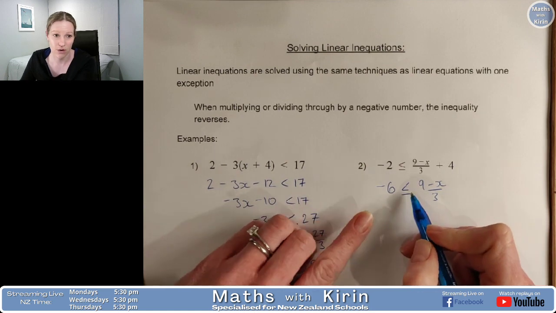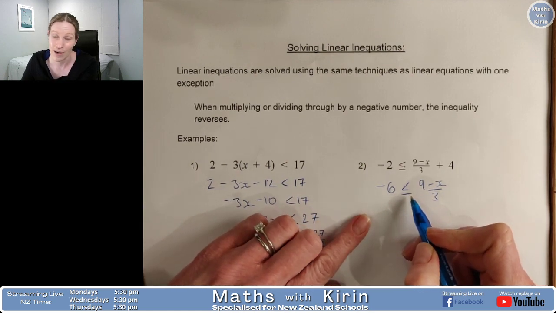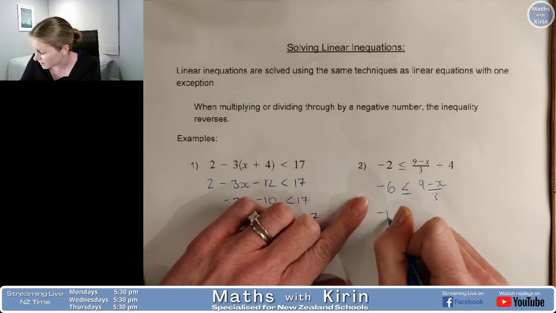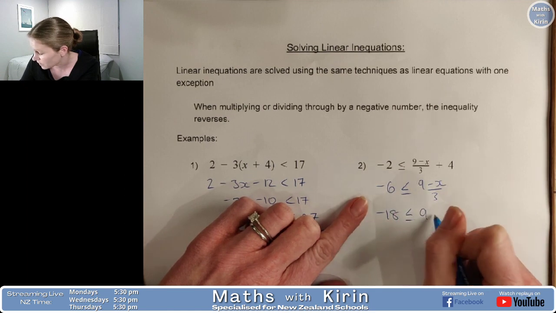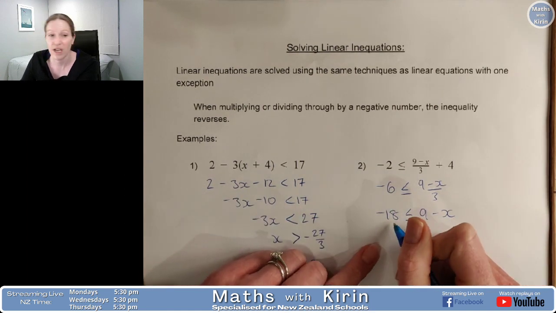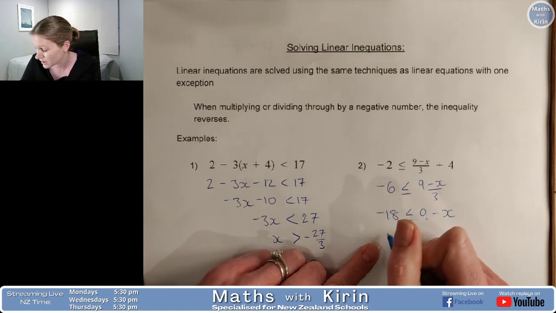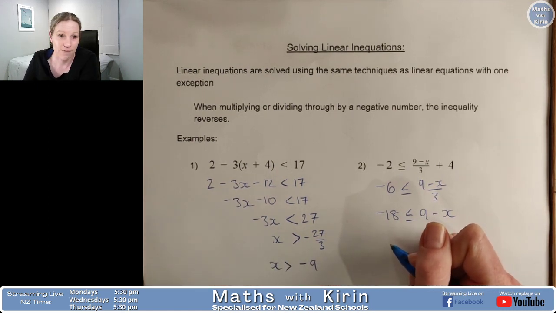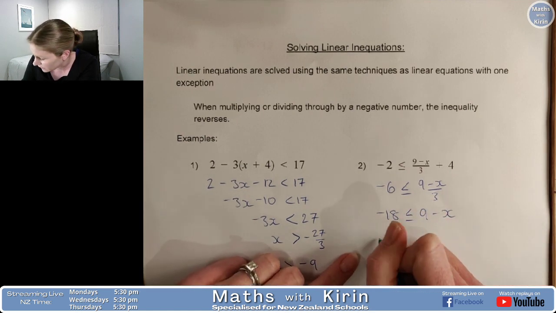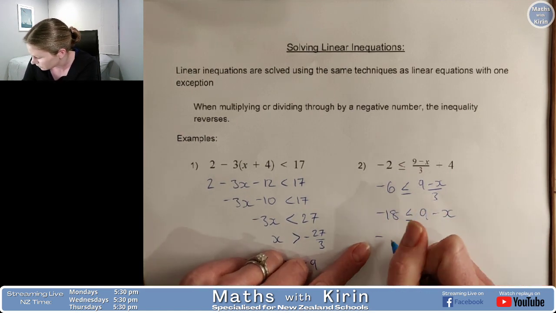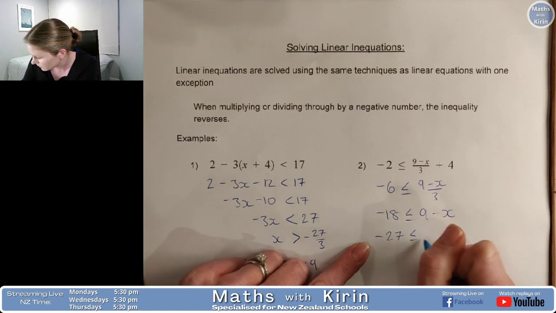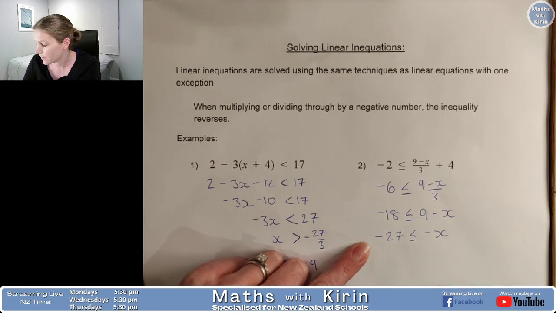Now we can bring our 3 across. It means that we only need to multiply one thing by 3. So we get -18 is less than or equal to 9 minus x. Bringing our 9 to the left-hand side, we need to subtract it. So subtracting 9 from -18 is going to give us -27. And that's less than or equal to -x.